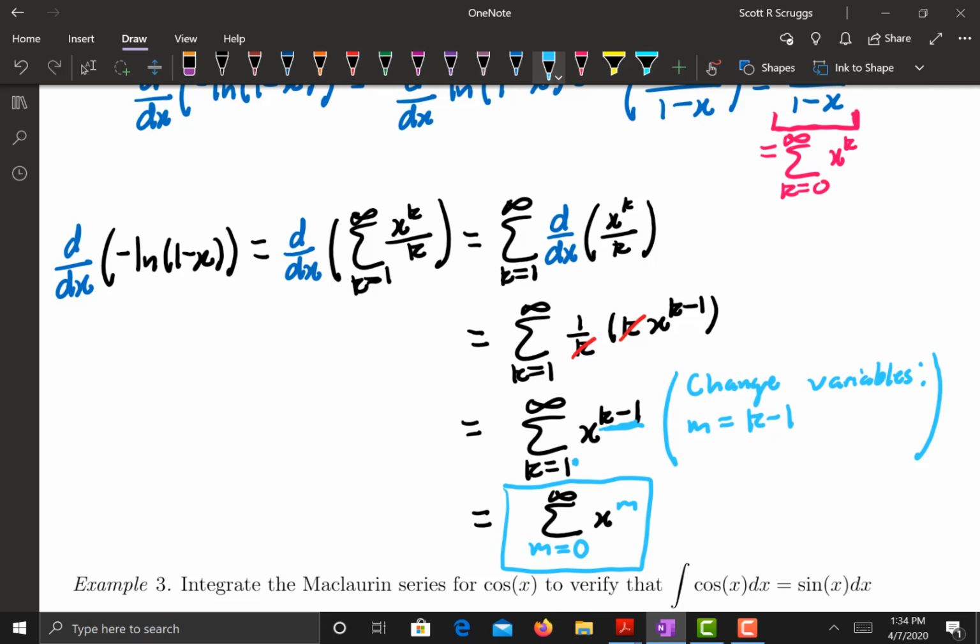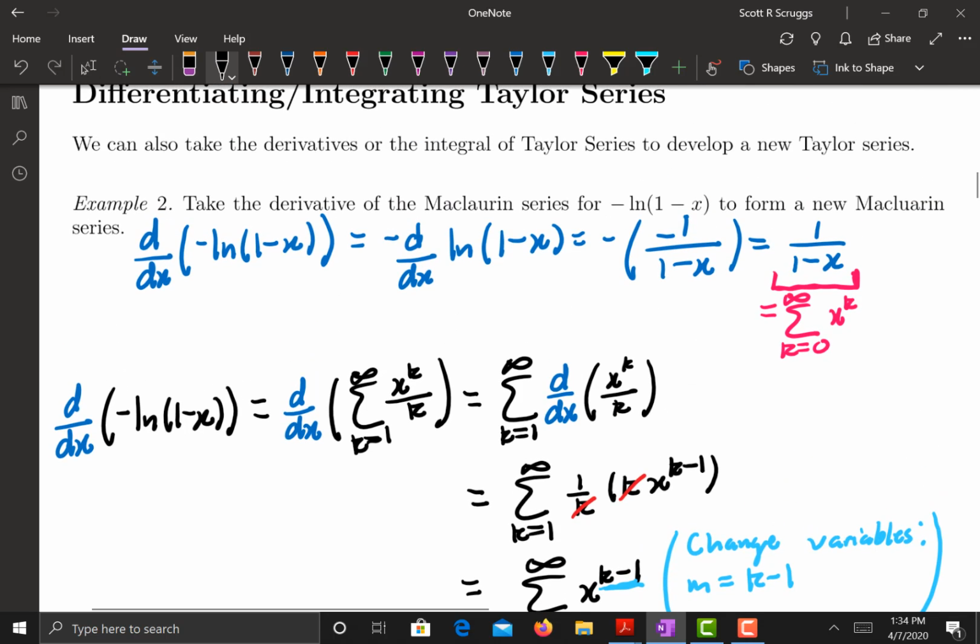And now we have the exact same power series as 1 over 1 minus x, which fits with what we talked about above, as we expect for its derivative to occur.